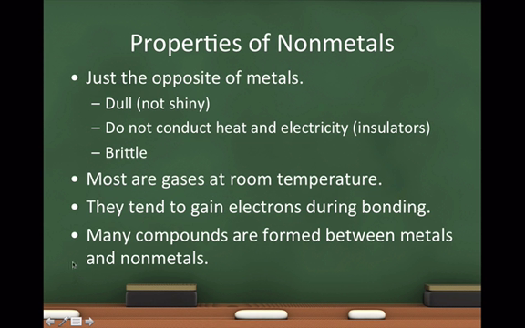These are 2 vocab words that you need to make sure that you know the definition of. Properties of nonmetals. Nonmetals are the opposite of metals. So they're dull, they're not shiny, they're not good conductors of heat and electricity. We call that an insulator. They're brittle, so they break really easy. Instead of being solids at room temperature, most nonmetals are gases at room temperature. And then they tend to gain electrons during bonding. So the metals would lose electrons, and then nonmetals like to gain electrons during bonding. And we see a lot of compounds that are formed between metals and nonmetals.